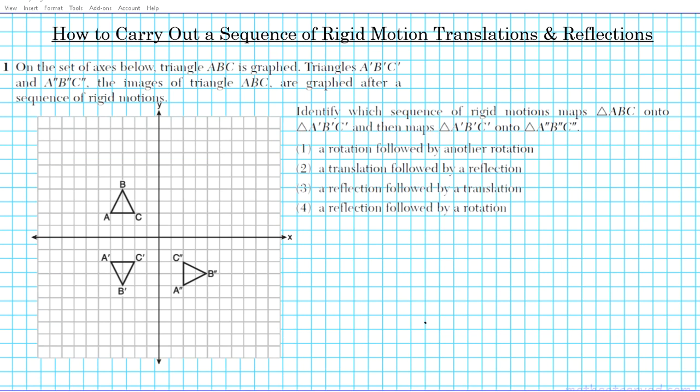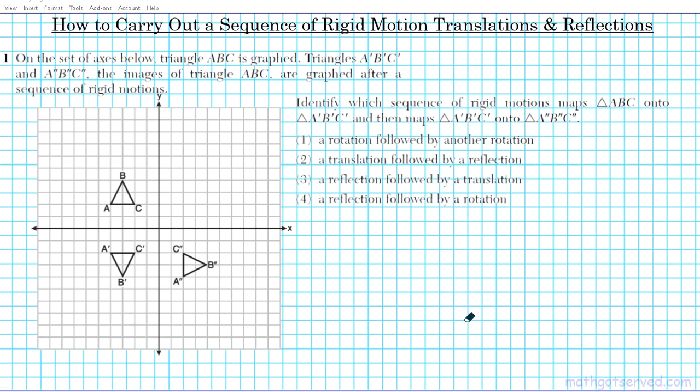Okay, so we have triangle ABC right here. And then triangles A prime, B prime, C prime right here, and triangle A double prime, B double prime, C double prime. The images of triangle ABC are graphed after a sequence of rigid motions. Question: identify which sequence of rigid motions maps triangle ABC onto A prime, B prime, C prime, and then maps A prime, B prime, C prime onto A double prime, B double prime, C double prime.